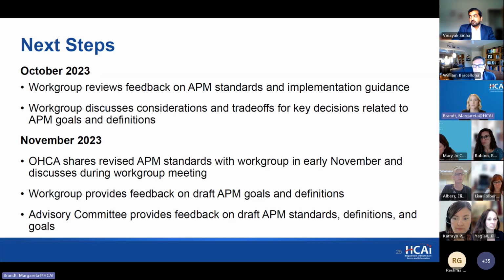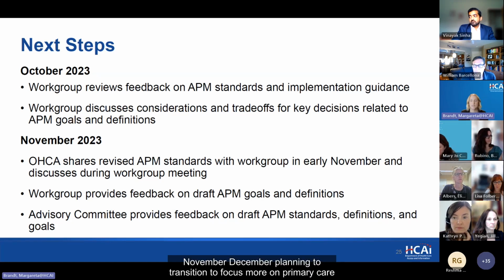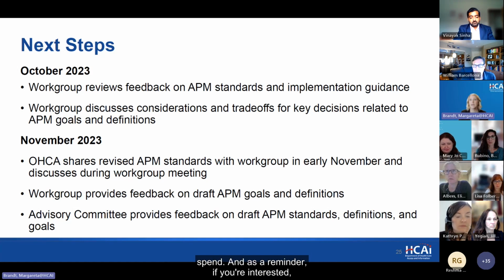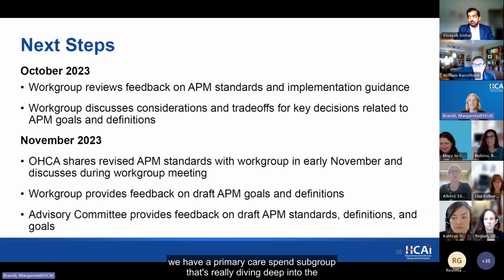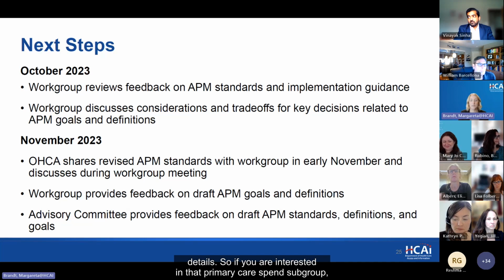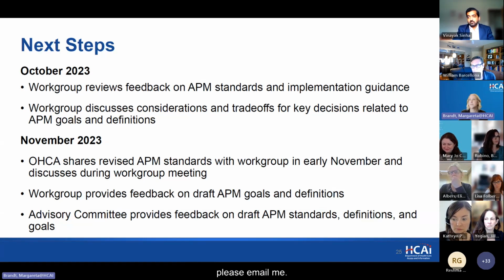And then in November and December, we're planning to transition to focus more on primary care spend. And as a reminder, we have a primary care spend subgroup that's really diving deep into the details. So if you are interested in that primary care spend subgroup, please email me.